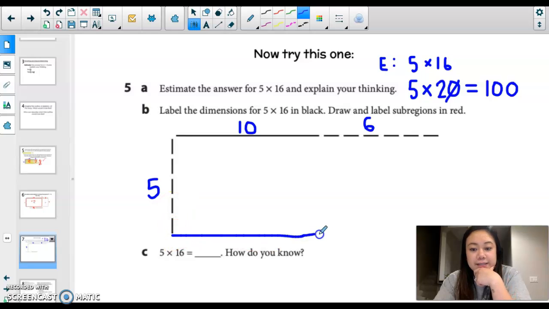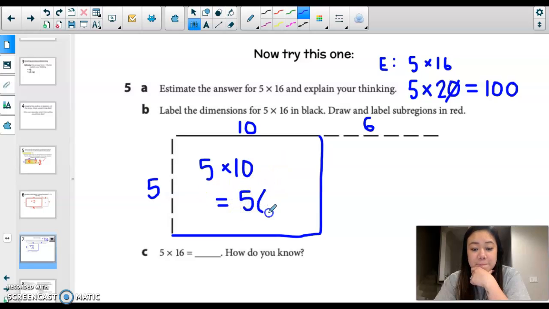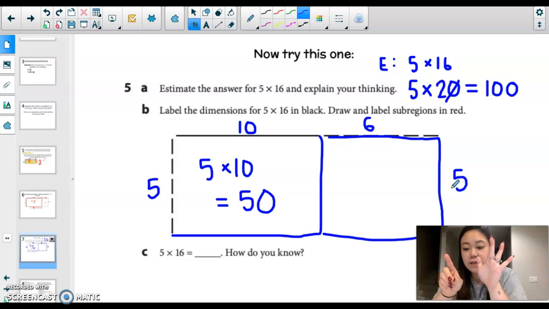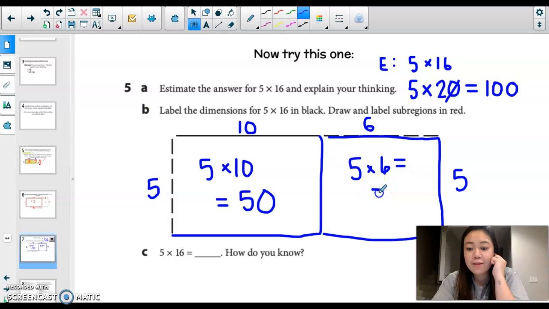All right, so you're done sketching it. I know that this right here must be 5 times 10. What is 5 times 10? I hope you got 50. And then here, we've got 6 times what? This side is 5, so this side must be 5 also. So 6 times 5. I'm so good with my 5s. 5, 10, 15, 20, 25, 30. Okay, so 5 times 6 equals 30.